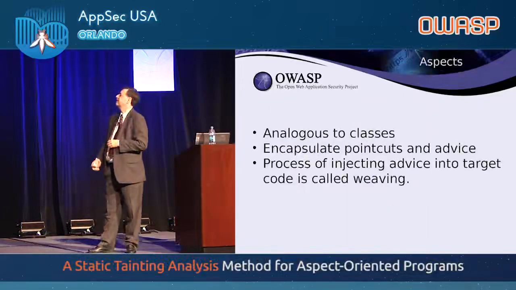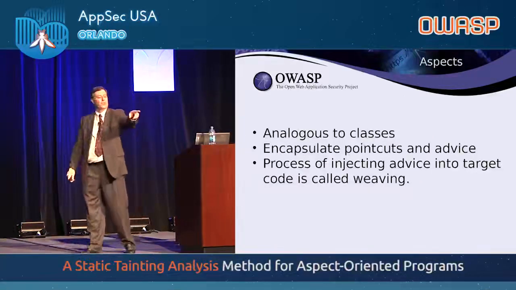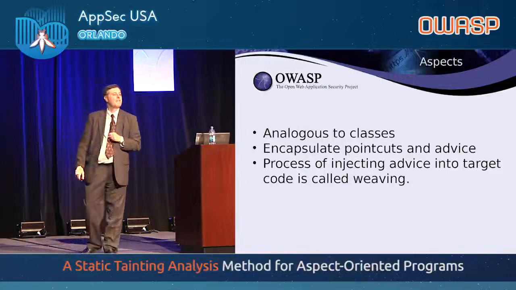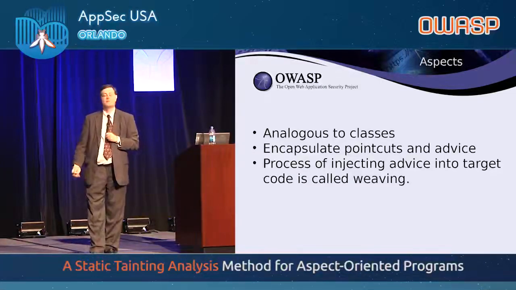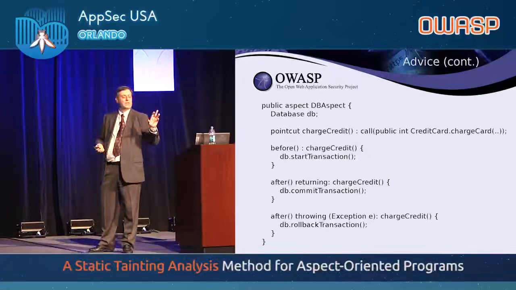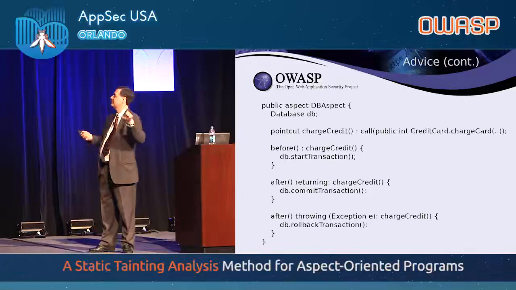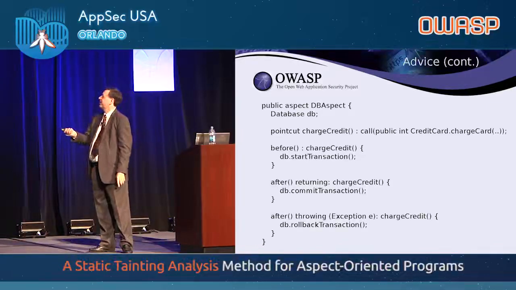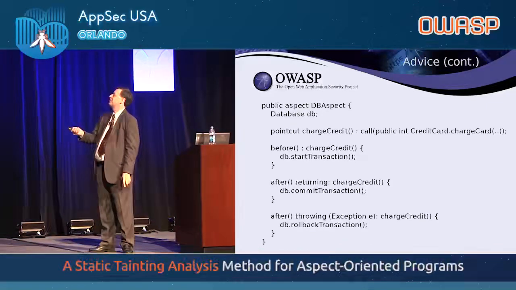Okay. Questions so far about how that works? Do your point cuts have names, and can you use the function inside a point cut and have a point cut there so that your aspects have aspects? Okay, so the question is, do point cuts have names? Point cuts do have names. This point cut has the name charge credit.